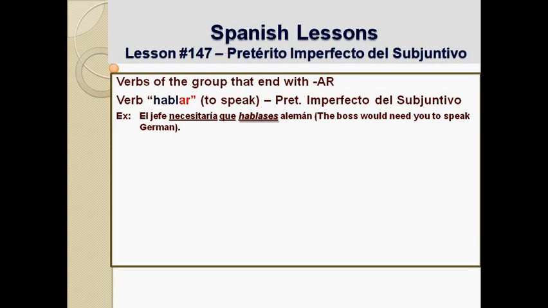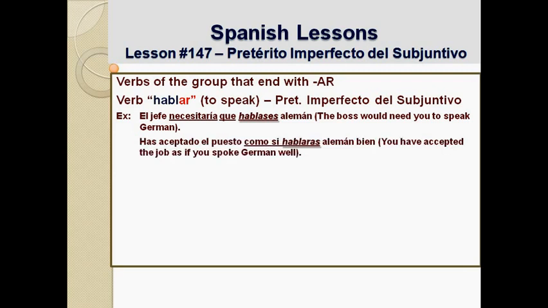The word hablases that is underlined is pretérito imperfecto del subjuntivo. Here you can see the translation is the boss would need you to speak German. Alemán means German, jefe means boss. Necesitaría means would need. So, el jefe necesitaría que hablases alemán. Here, the verb hablases is in pretérito imperfecto del subjuntivo.